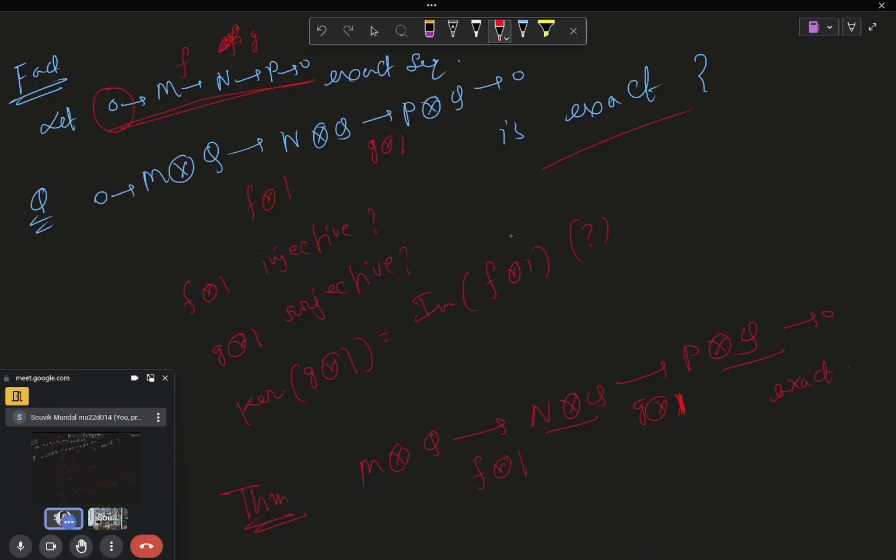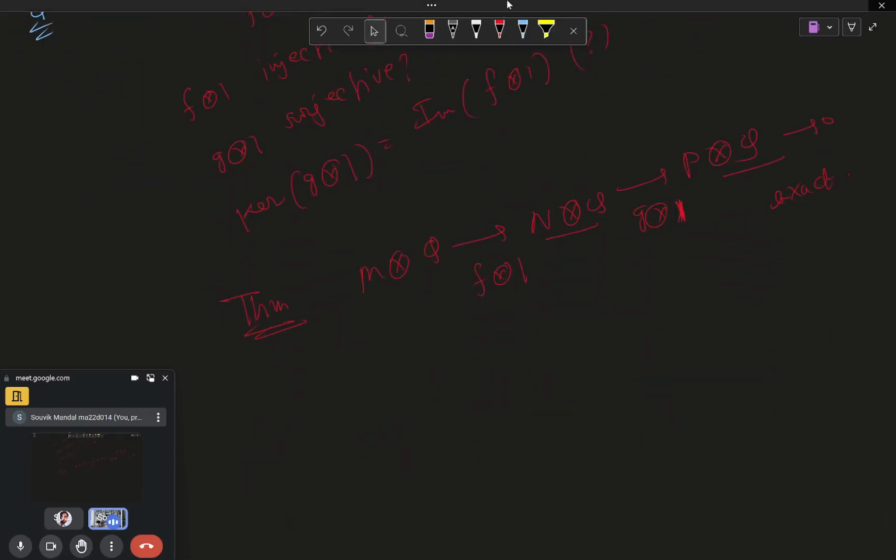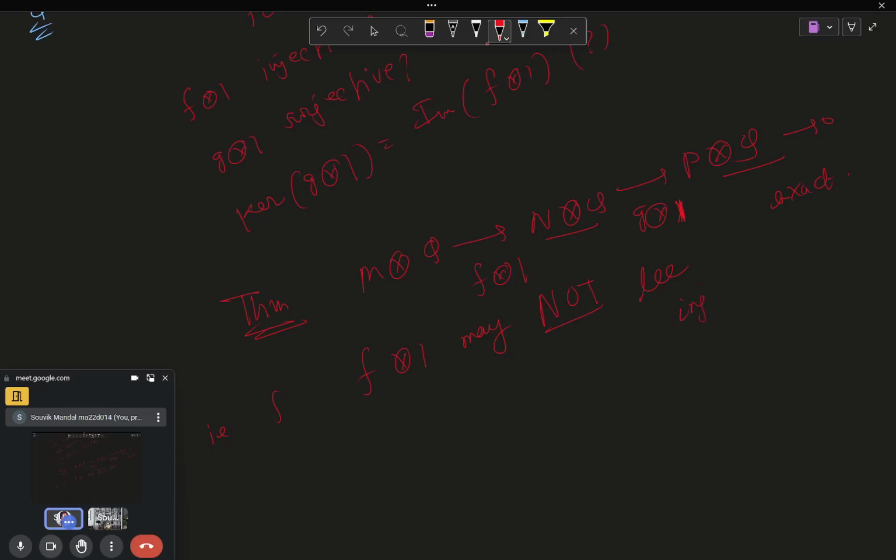So this is a theorem. This is the exact. So first thing, first one example I will try to show that F tensor 1 may not be injective. So this is what we need to do first, correct? Understand?